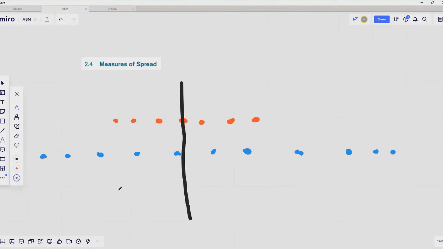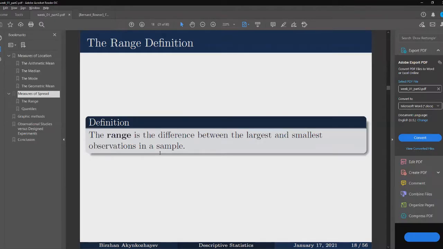However, if we take a closer look at these two data sets, we can see that they are very different from each other. And the blue data set is more varied. It has a greater dispersion than the red data set. So we use measures of spread to measure variability, dispersion, the spread of our data. And the first measure of spread that we are going to study is the range. The range is simply the difference between largest and smallest values in our sample.